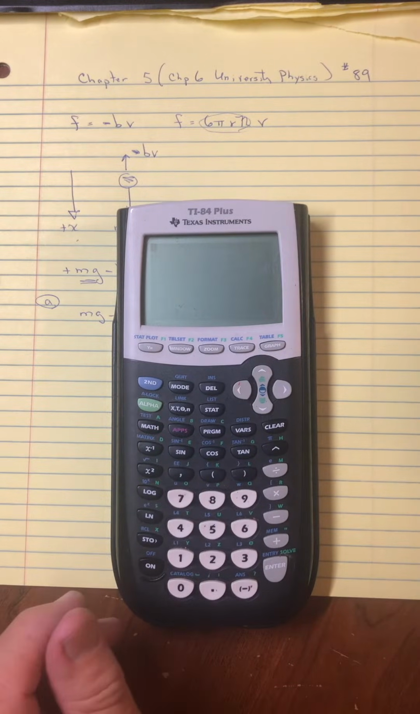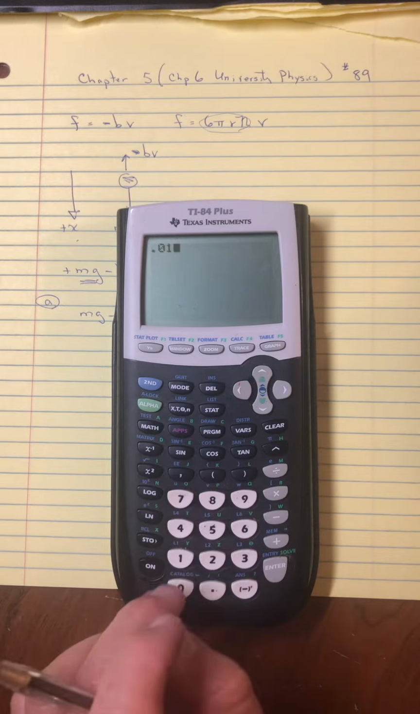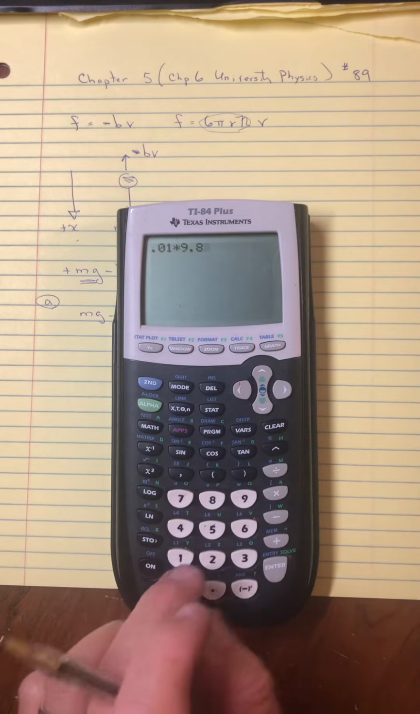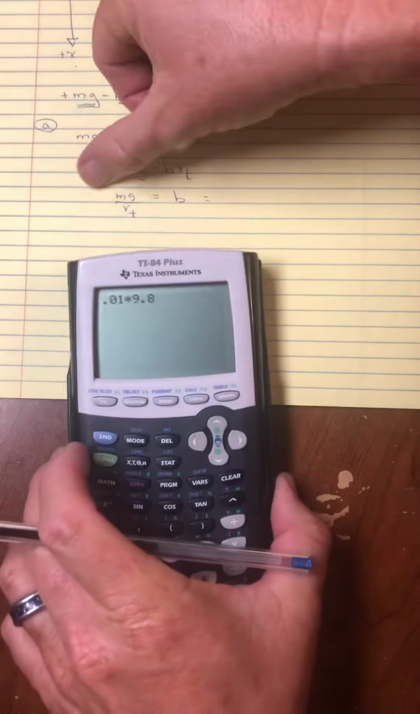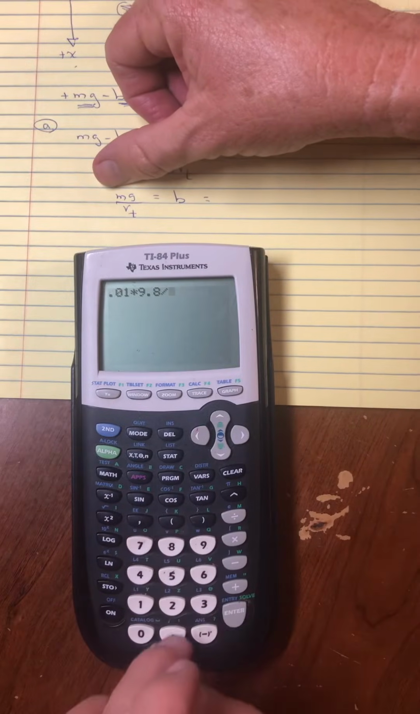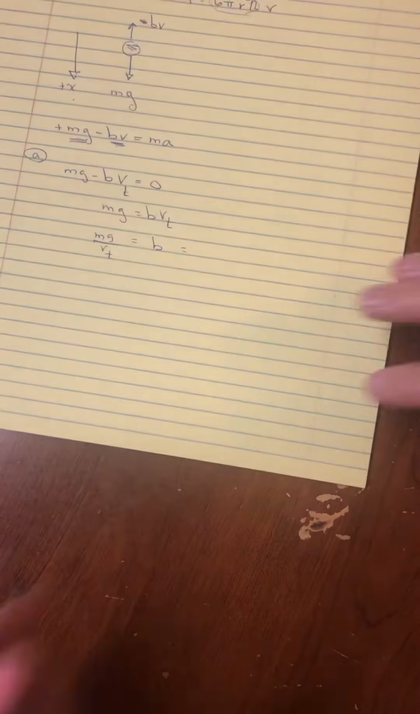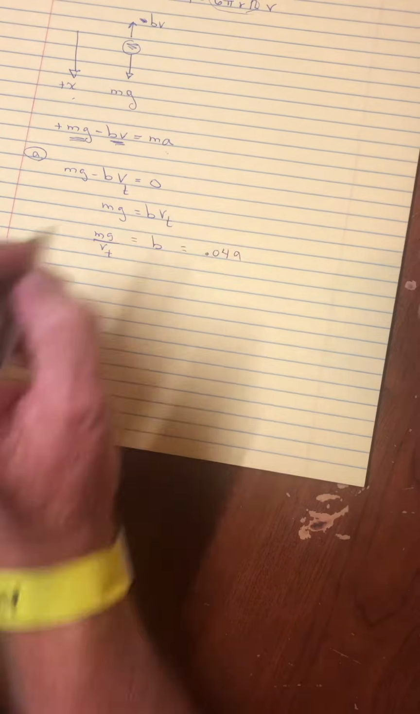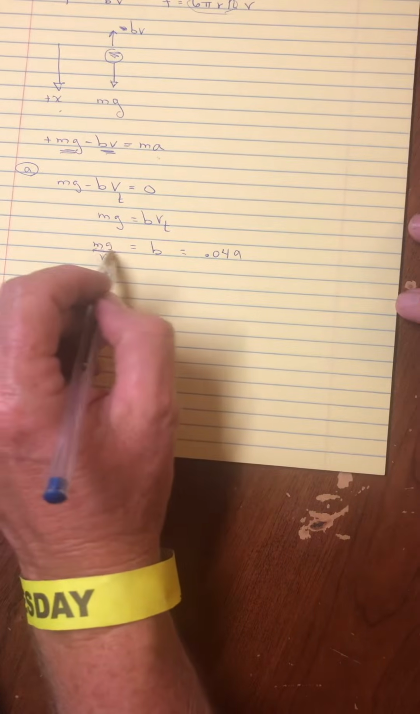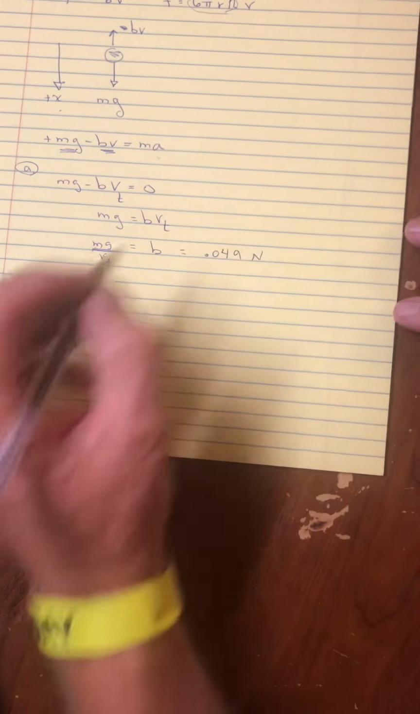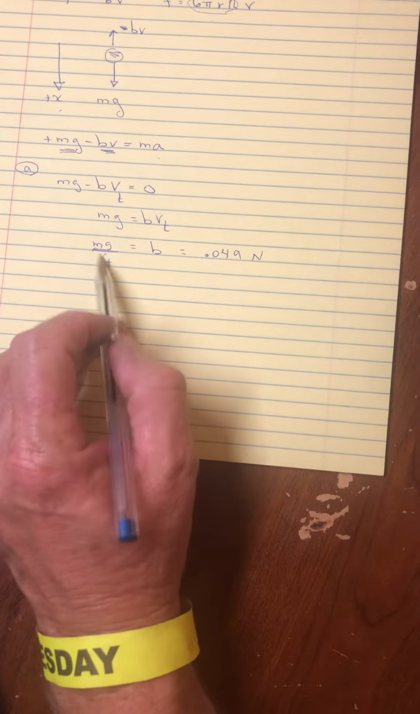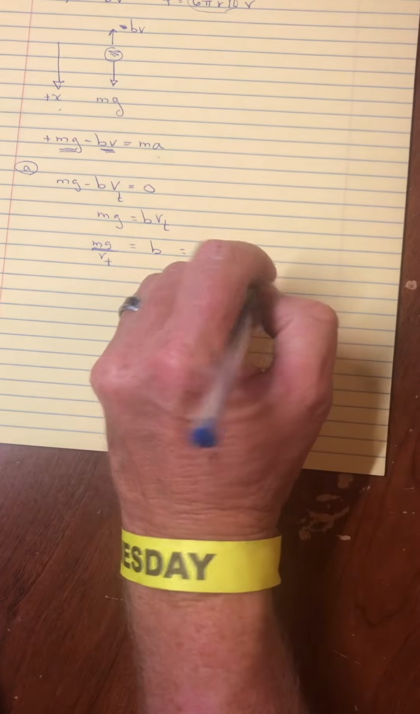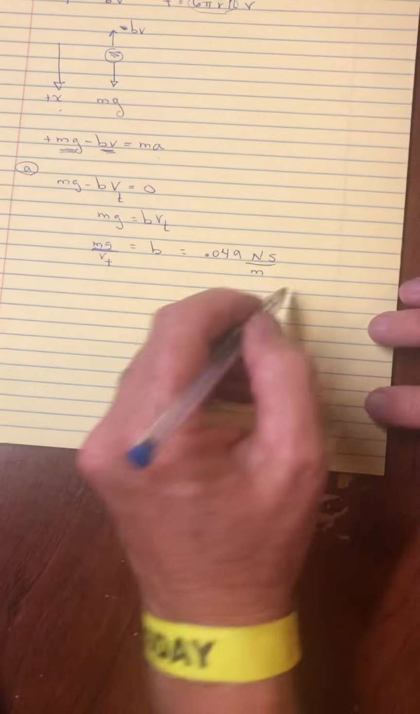What was it? 10 grams. So 0.01 kilograms times 9.8. Where's the equation? Then divided by the terminal speed. And I'm going to get 0.049. And if you want to look at the units, the units would be a Newton for the force, and the velocity would be meters per second. I'll just flip it and put it up there.